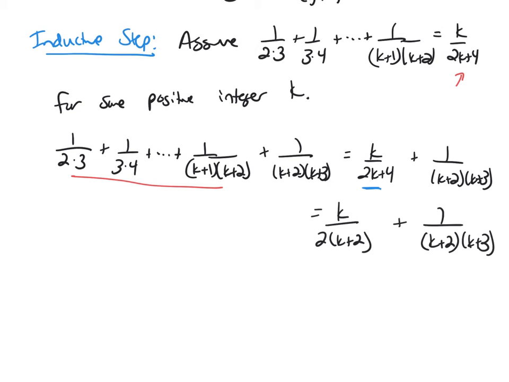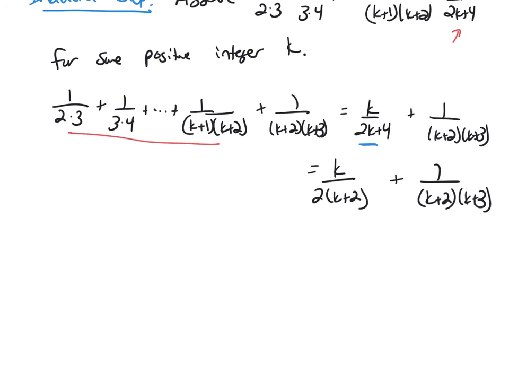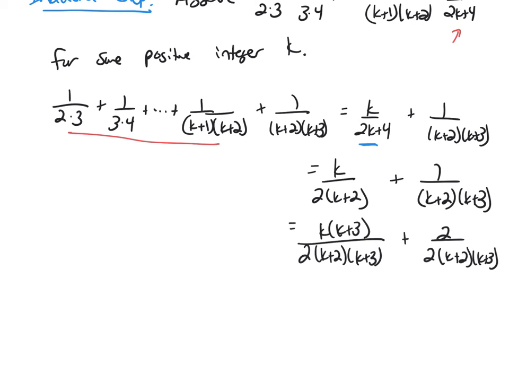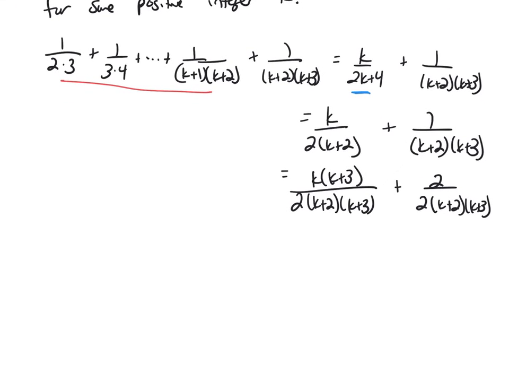In the end, I need to get down to a single term, so you have to get a common denominator here. And my common denominator would be 2 times k plus 2, times k plus 3. And then I'm going to multiply by 2 here. So now that I have the same denominator, I can combine them into a single fraction. And I'm going to go ahead and distribute in this first term here. So I'll get k squared plus 3k plus 2.